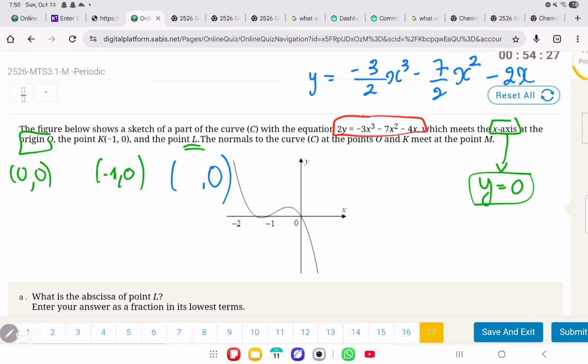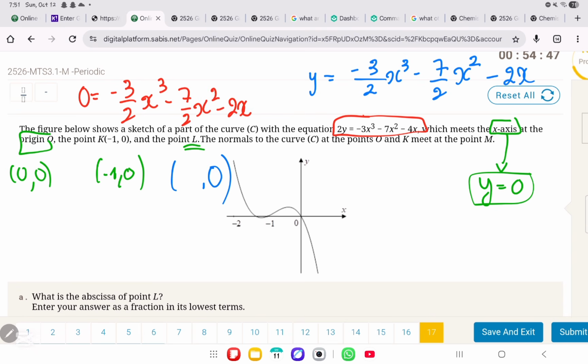So now, how do we find the value of our x? Very simply, we know that when it meets the x-axis, y is 0. So what do we do? We'll substitute y by 0 in the original equation. So 0 is equal to minus 3 over 2 x cubed minus 7 over 2 x squared minus 2x. I'm going to leave that for you to solve.